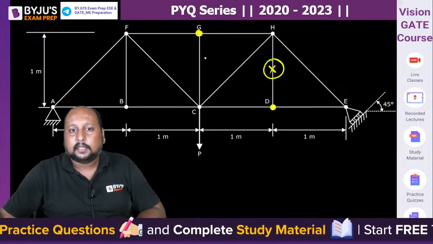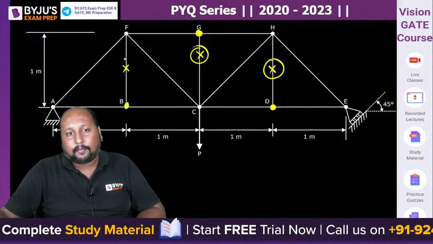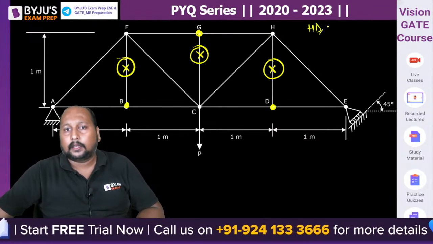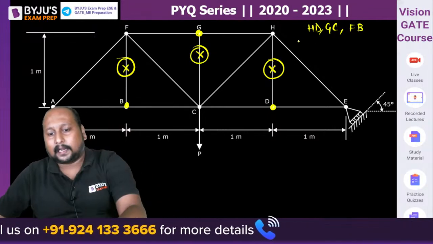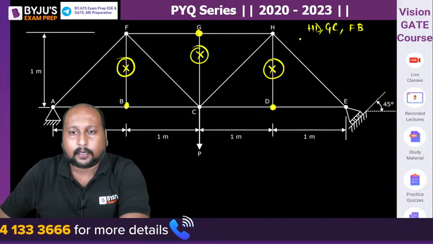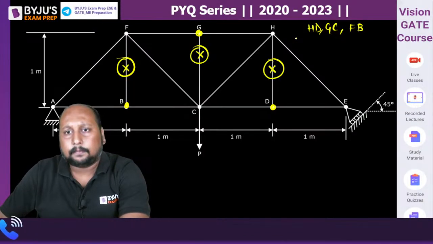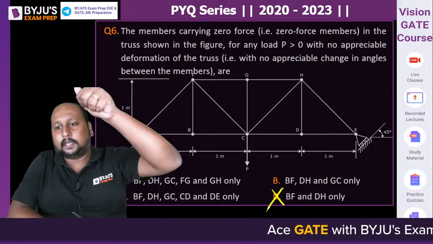At point G, GC equal to 0. At point B, FB equal to 0. So directly we can say HD, GC and FB, 3 members are directly 0. So is there any option we can eliminate? HD is there in all the options, I think. BF is also there. GC is also there. So option D is being eliminated.